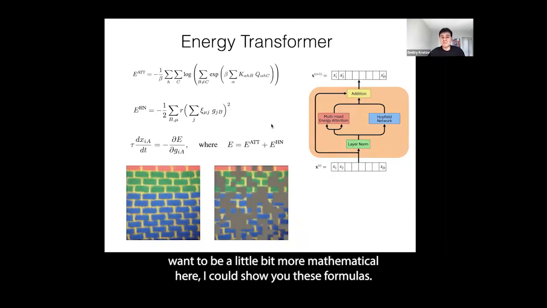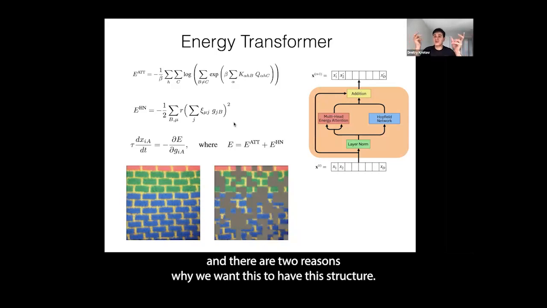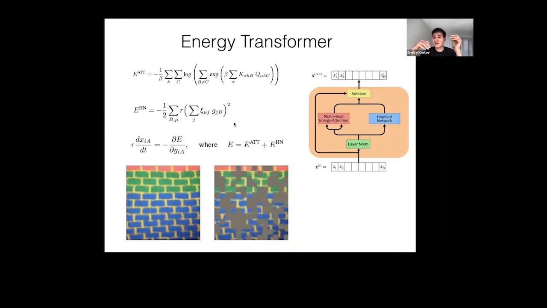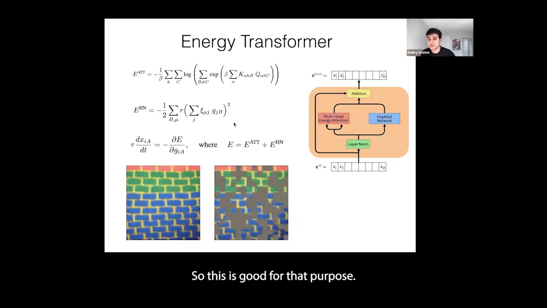If I want to be a little bit more mathematical here, I could show you these formulas. As you can see, the energy function never has the variable X presented to it. It only knows about G. It only operates on these layer normalized tokens. And there are two reasons why we want to have this structure. The reason number one is that the core premise of Hopfield networks and any meaningful energy-based model is that the energy needs to be bounded from below. And once you pass things through something like a layer normalization, then you automatically eliminate all kinds of infinities, right? So this is good for that purpose.